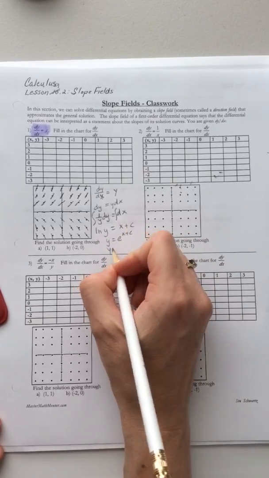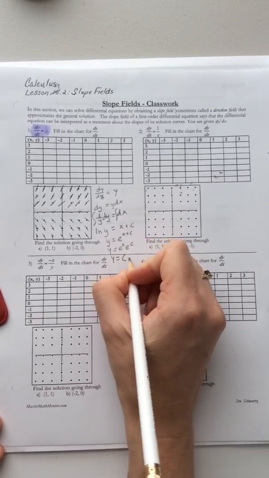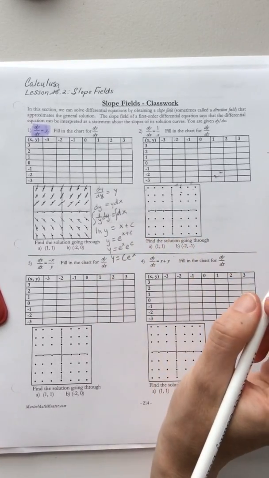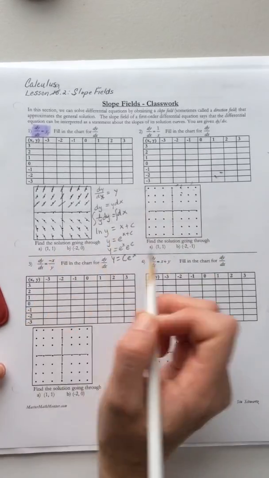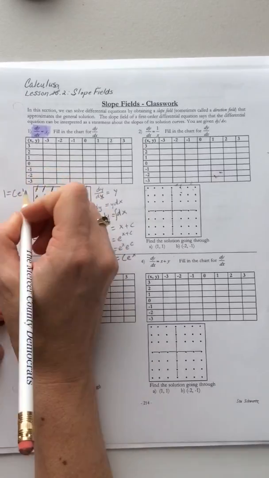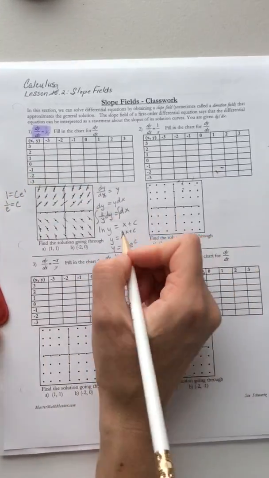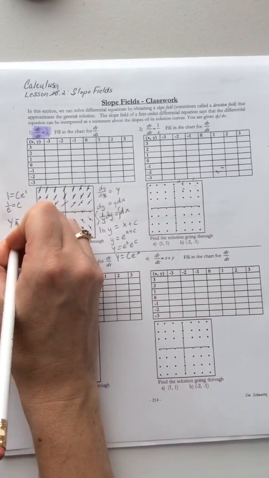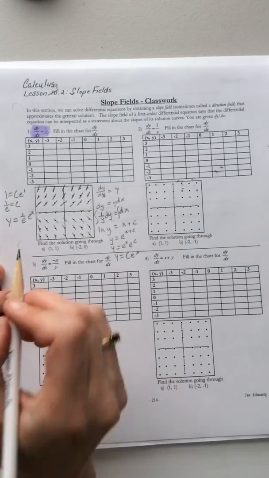What this really means is e to the x times e to the c, or c e to the x, and now I can go about finding out what c is using 1, 1. So at this point, if 1 equals c e to the first, then c equals 1 over e, and my answer is y equals 1 over e times e to the x for A.